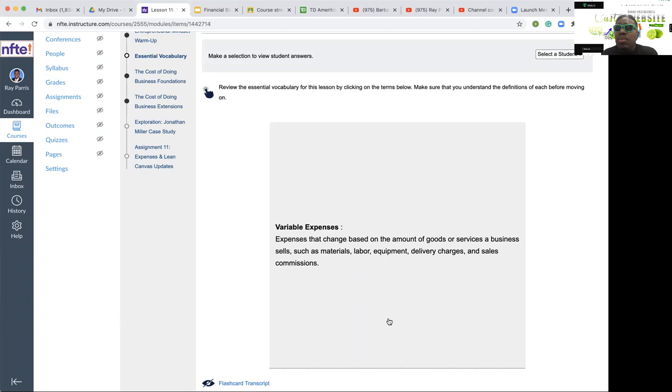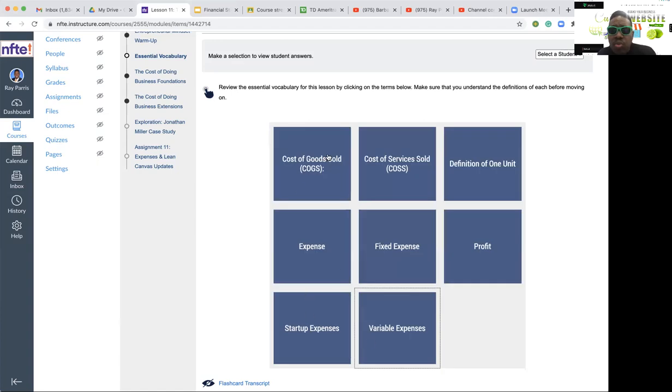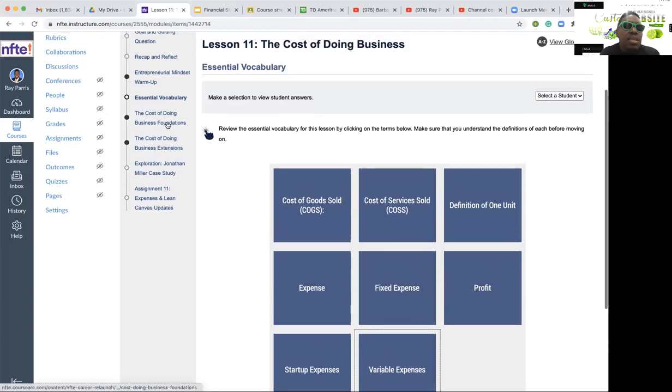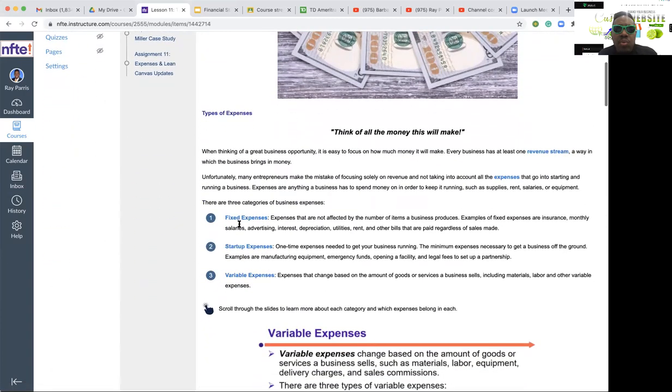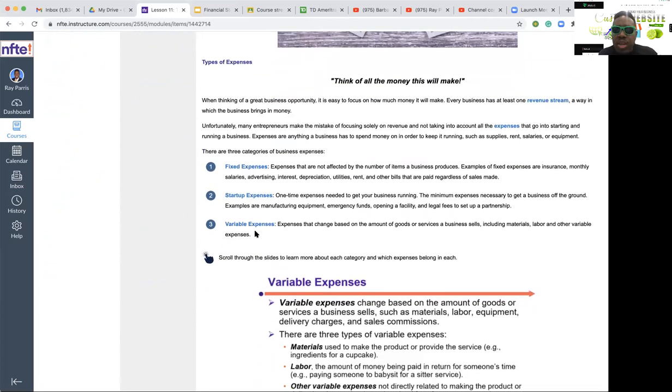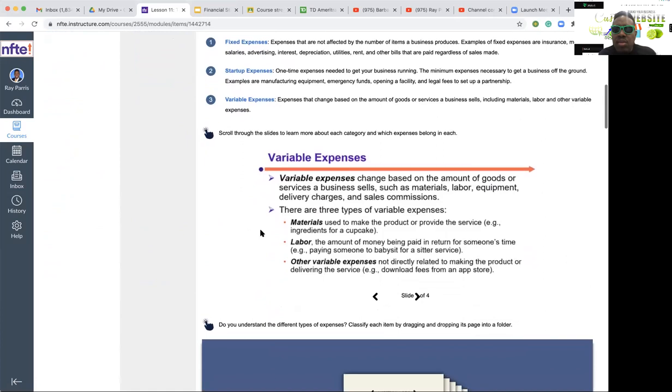What are the variable expenses that you want to consider in your financials moving forward? So now we just went through these vocabularies, pretty cool. All right. So I'm going to go ahead and see the cost of doing business. So I want to scroll down. These are really good lessons. We went over fixed expense, we went over startup expense, and then this is the recap of variable expenses.